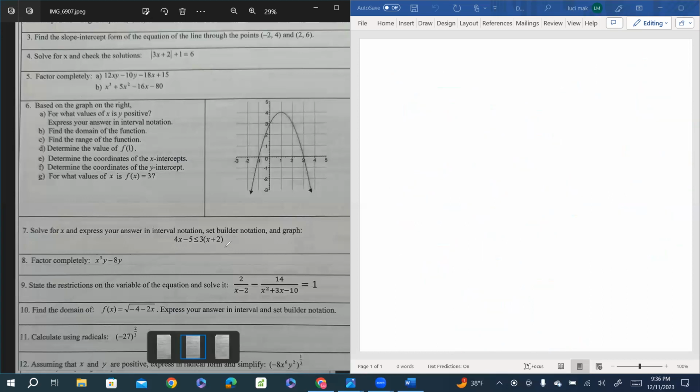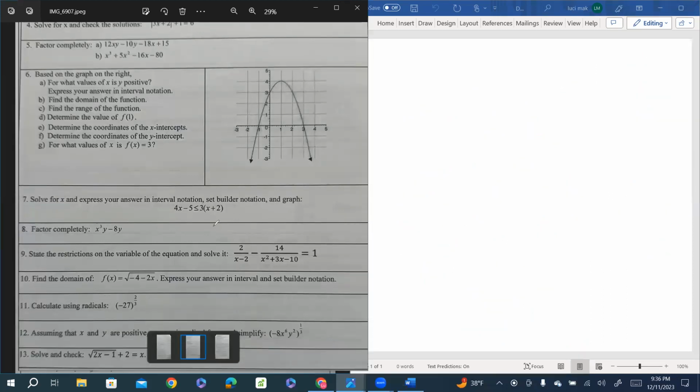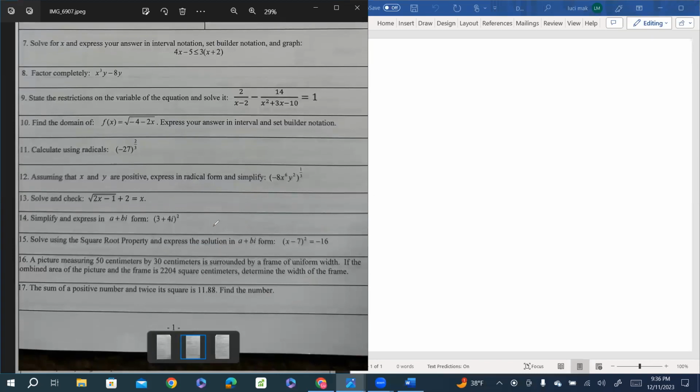All right, so let me move this up a little bit so you guys can see the next few questions. I think that should be good enough. So the next question, what do we have? We have number 10. We want to find the domain. So we have a radical function. So we have square root of negative 4 minus 2x.